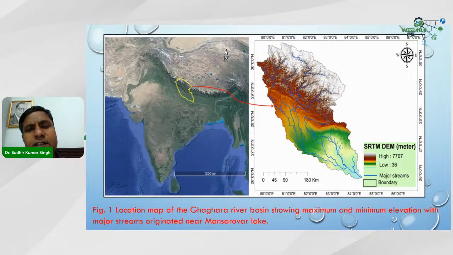So white is just like snow, the majority of the snow or glacier; there are glaciers. The area has an altitude from an average of 36 meters to approximately 7,707 meters with reference to mean sea level. So this is the height actually. You can understand how steep the slope may be, correct? A very steep slope is there.